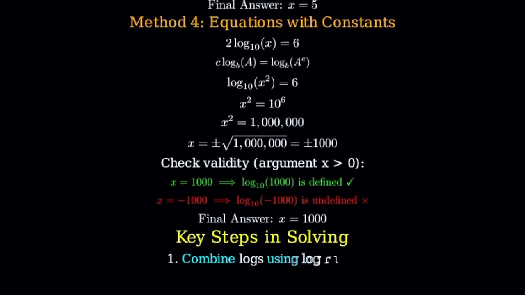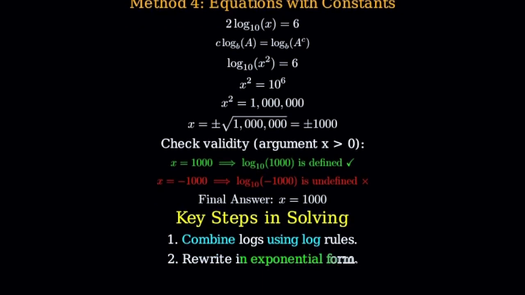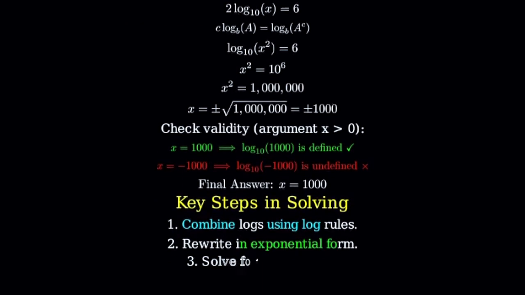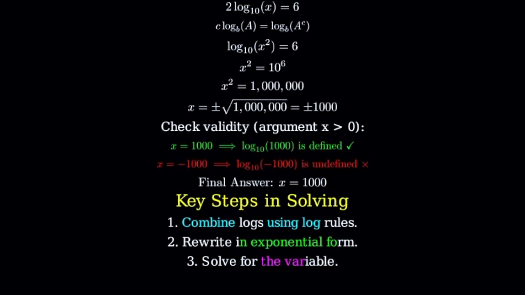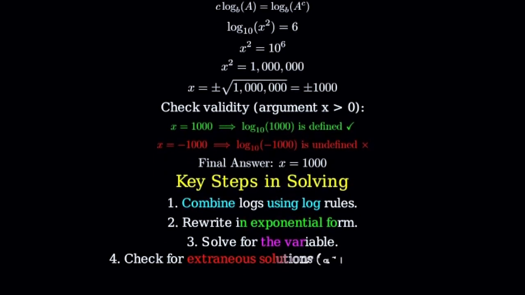To summarize, here are the key steps for solving logarithmic equations. 1. Combine logarithms into a single log on one or both sides using log rules if necessary. 2. Rewrite the equation in exponential form. 3. Solve the resulting equation for the variable. 4. Always check your solutions to ensure they don't result in taking the logarithm of a non-positive number, 0 or negative. These are called extraneous solutions.